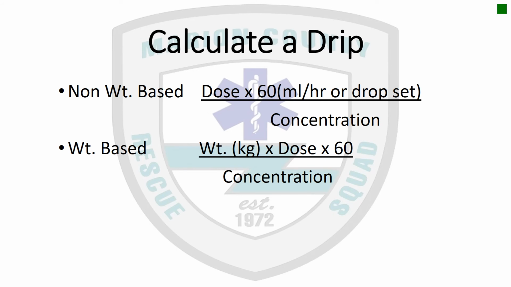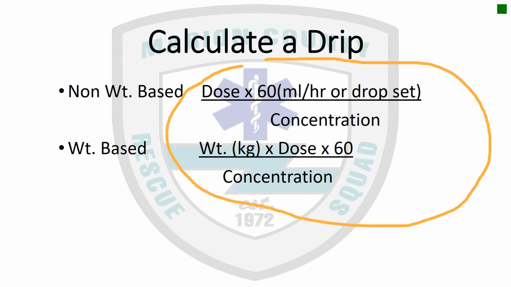So let's review some med math. When we're calculating a weight-based or a non-weight-based drip, here are our formulas. And keep in mind, because we're going to be running this on a pump, we're going to want our answer to come out in milliliters an hour. So that's 60 here, where we would normally be using this as a 60 drop set in the field. It remains as 60 because there's 60 minutes in an hour, and we want milliliters per hour for our pump. So your dose times 60 divided by your concentration for your non-weight based, or for your weight based infusion, you're going to have your weight in kilograms times your dose times 60 divided by your concentration.